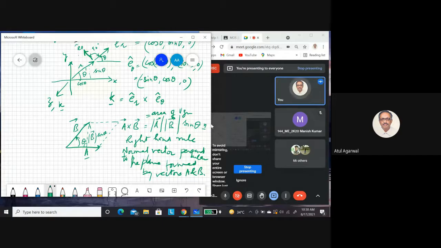Now here you see XY plane, your Z axis or K direction has to be perpendicular to this plane, and so it is the outward direction. It is coming towards you as the right hand screw goes from X to Y in a counterclockwise rotation.